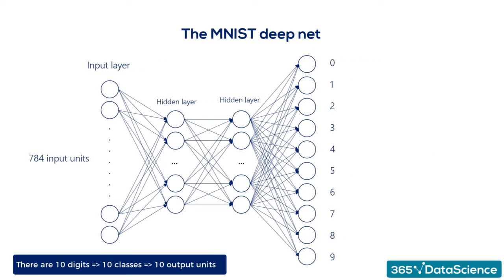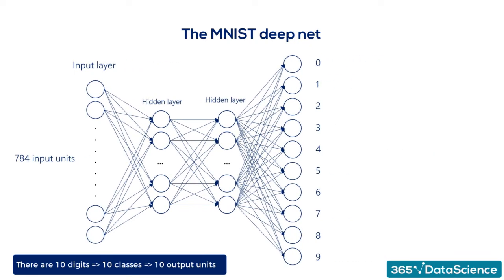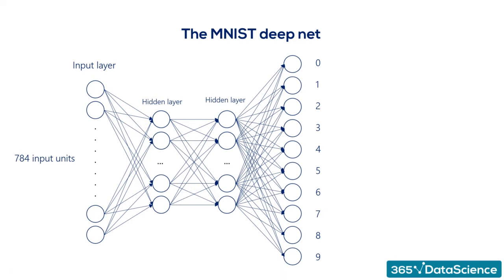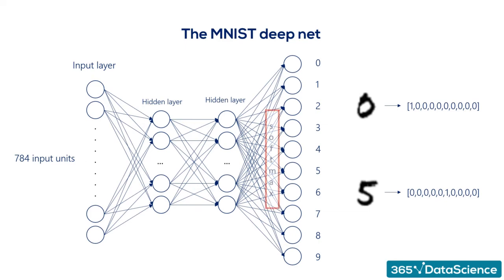The output will then be compared to the targets. We will use one hot encoding for both the outputs and the targets. For example, the digit 0 will be represented by this vector, while the digit 5 by that one. Okay. Since we would like to see the probability of a digit being rightfully labeled, we will use a softmax activation function for the output layer.